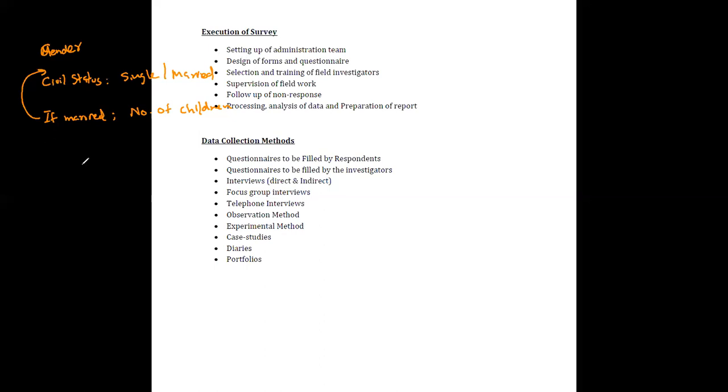Then suppose it is asked about the age. If the age is asked, then that person has to calculate the age. Rather than asking about age, it is better to ask the date of birth. Then we can calculate the age of that person at the date we are performing the analysis based on this data.